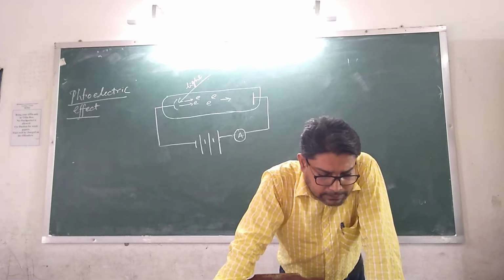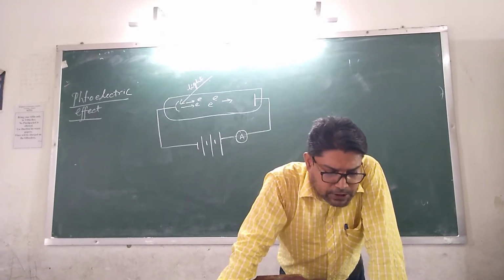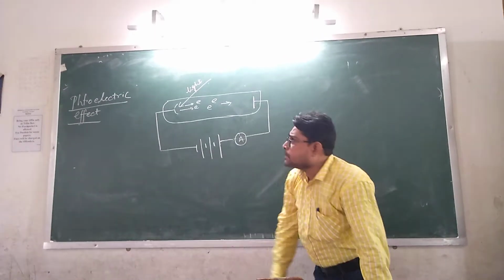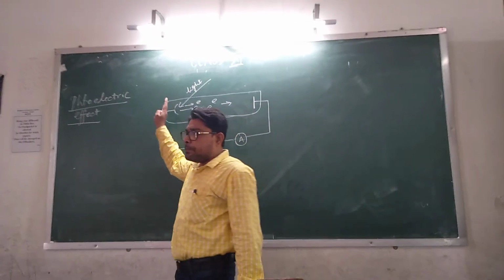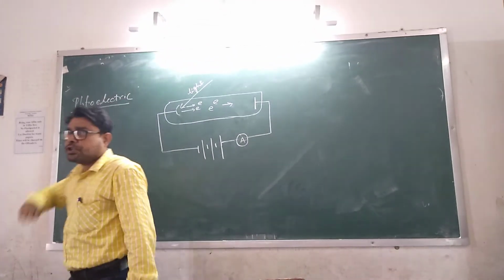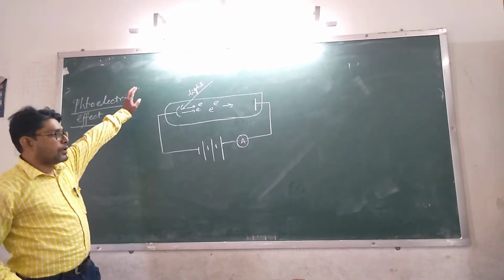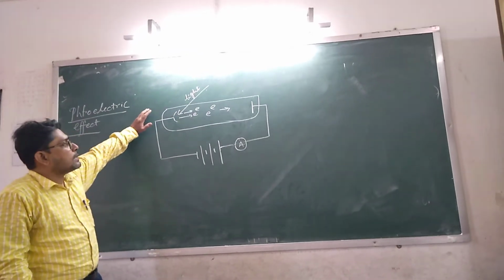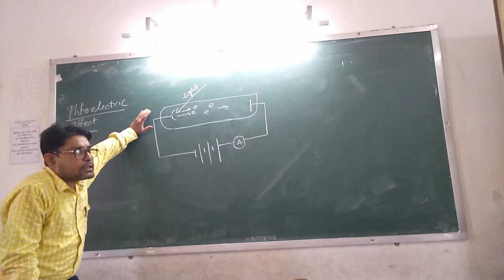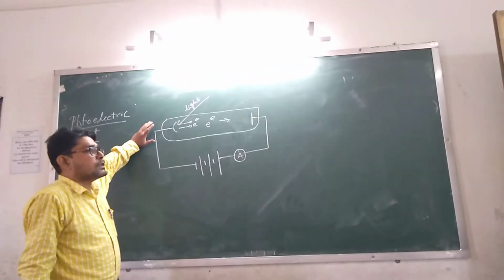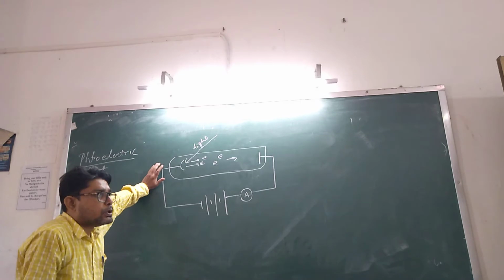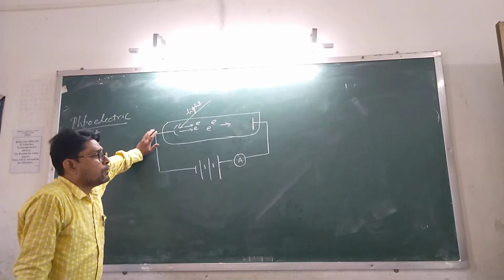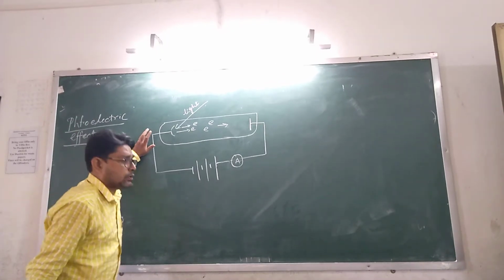Number two, for each metal, a certain minimum frequency of light is required to eject electrons. That means different metals require different energy light and different frequencies of light. The frequency of light required for sodium metal is not the same for cesium metal. So for different metals, some minimum frequency of light is required for ejection of the electron.